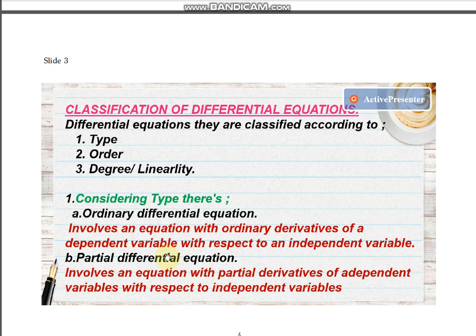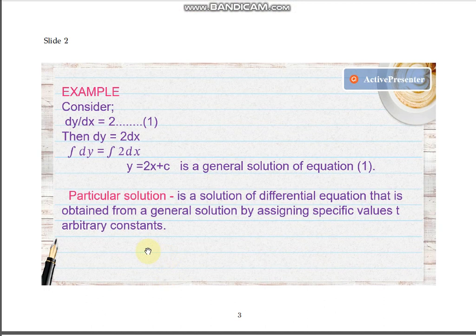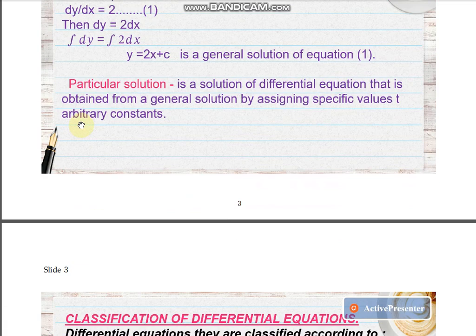I might go back to the previous slide and show you this kind of representation. This one is an ordinary differential equation, because the derivatives are ordinary. That kind we say is an ordinary differential equation.